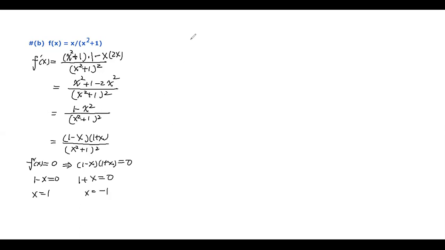Okay, so what is next? Just like we talked about before, I put it on the real number line, then I mark it here. So those are my critical points. I mark negative 1 and 1. And then I put my f prime x here. So this is 1 minus x, 1 plus x, and x squared plus 1, squared.